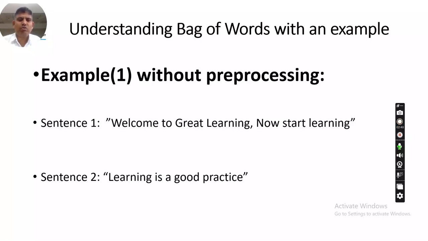Suppose we have two sentences: sentence 1 is "Welcome to the Great Learning, now start learning", and sentence 2 is "Learning is a good practice". These are the two sentences available with us. Suppose we want to implement a machine learning or deep learning algorithm on these sentences. These algorithms will not understand the textual meaning, and that is why it is important to convert the text into number format. We will do it with the help of the bag of words technique.